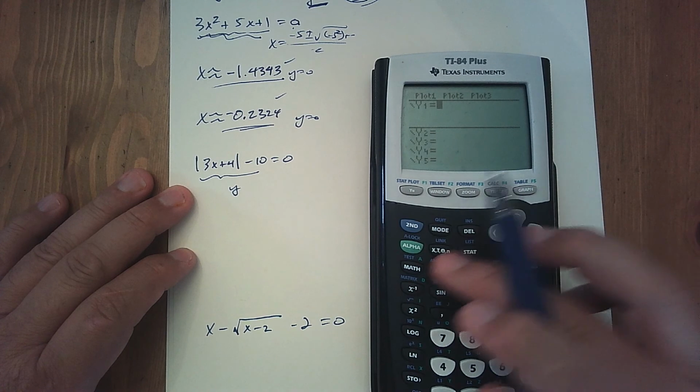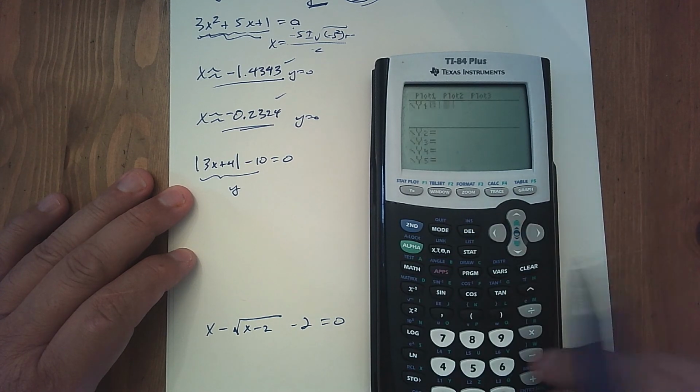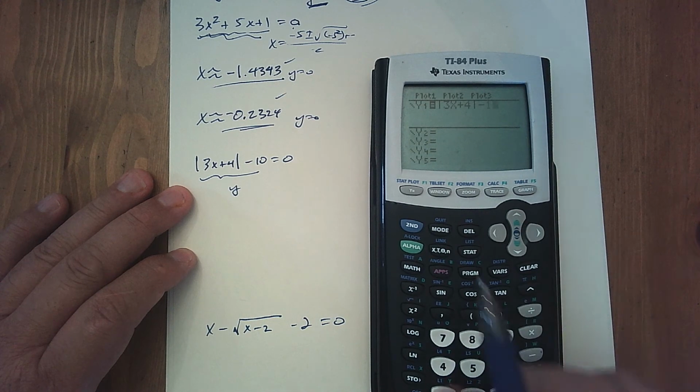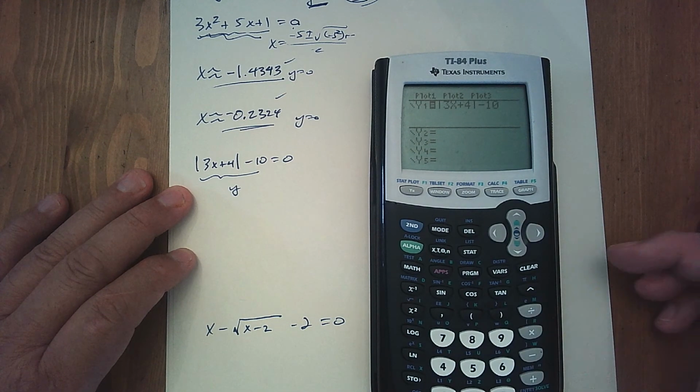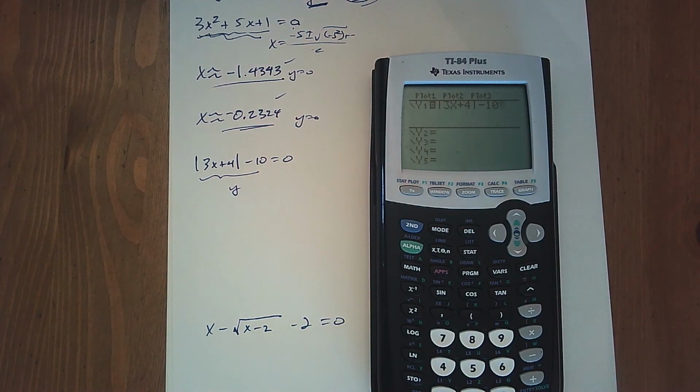And for the absolute value, again, we're going to go to our math and over to NUM, and it's ABS. What we have inside there is 3x plus 4, and then we're subtracting 10 from it. Okay, so again, I think we did some graphing. An absolute value graph looks like a V shape.